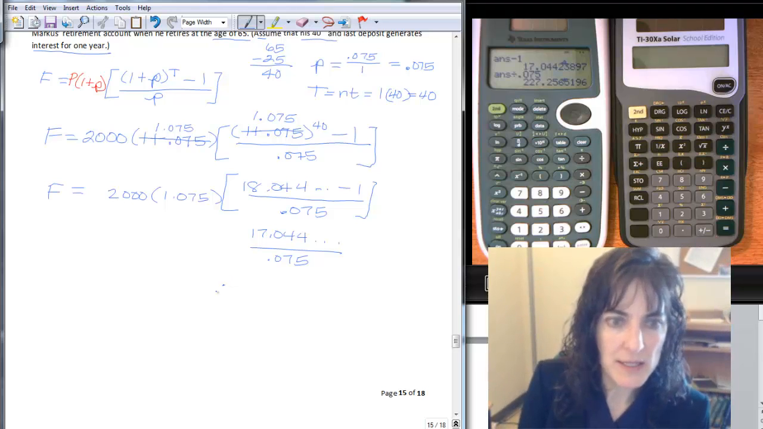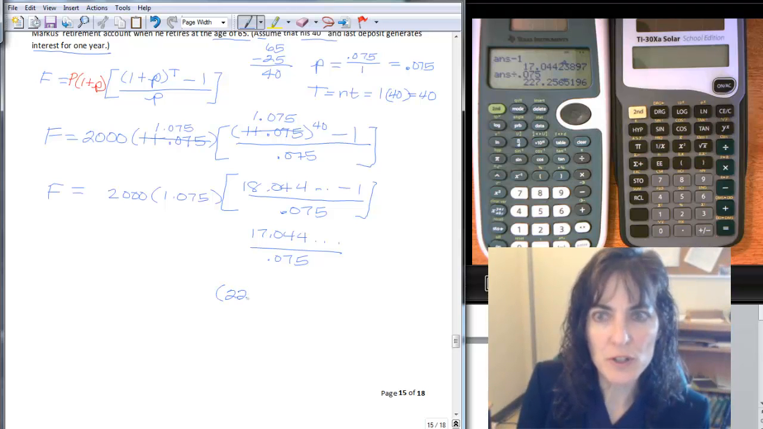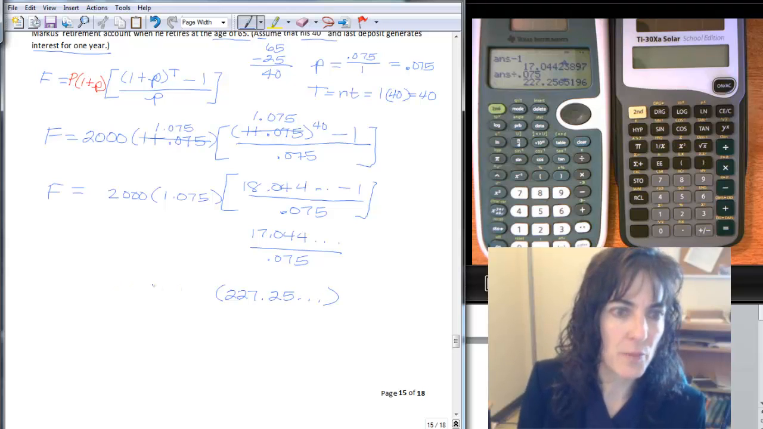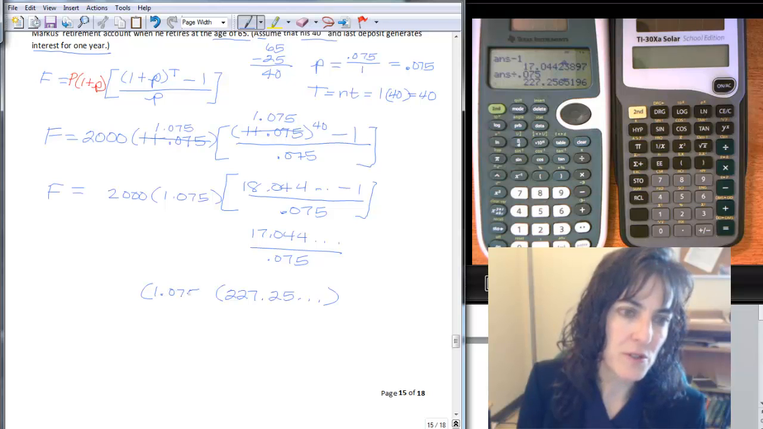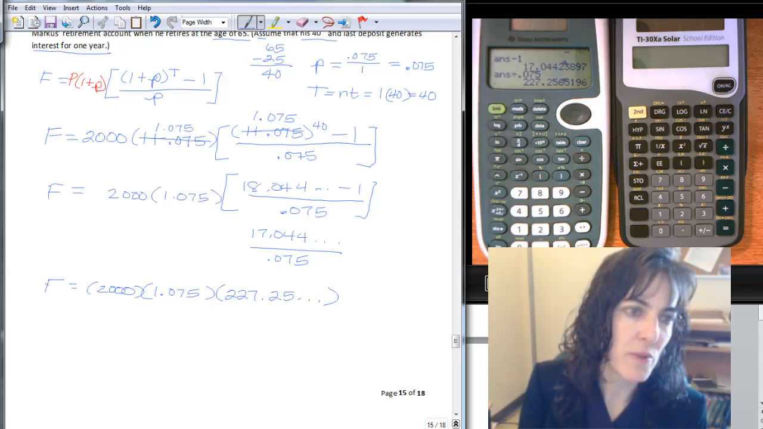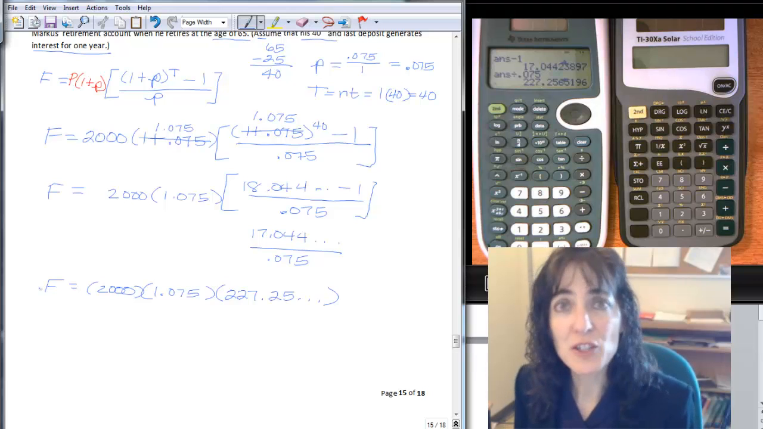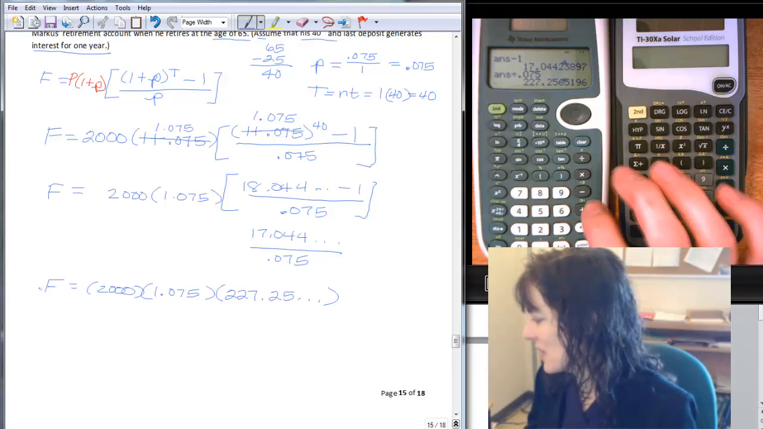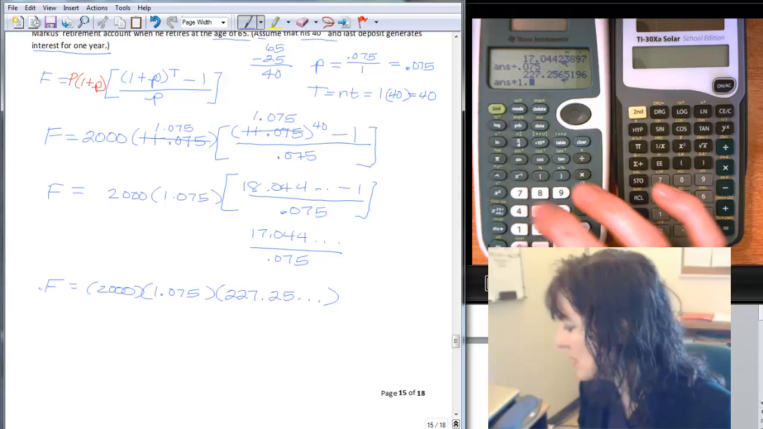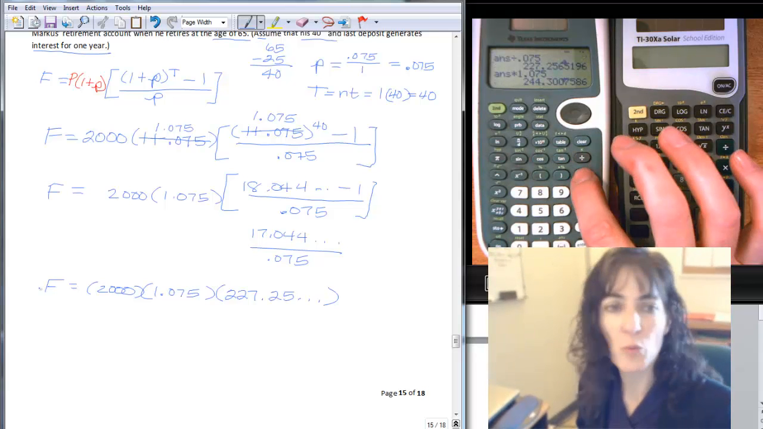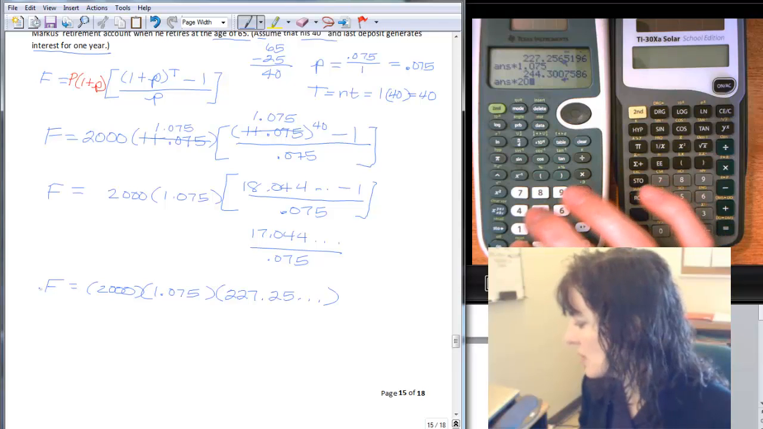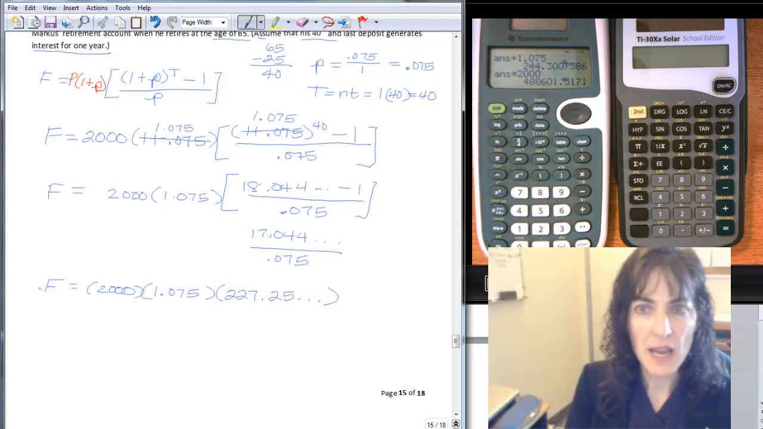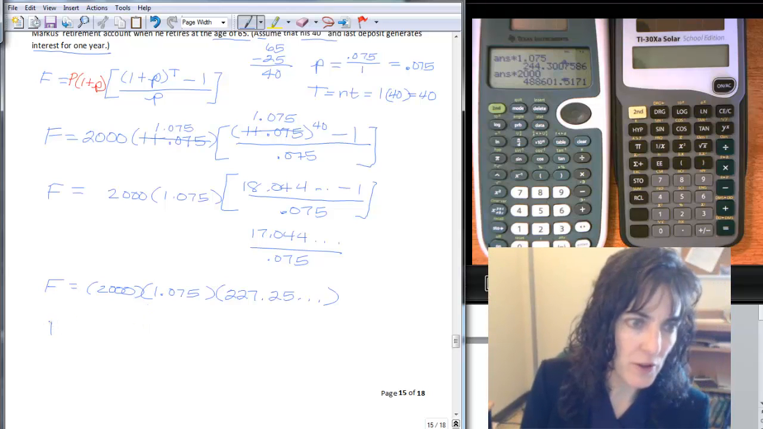And for the big brackets now, I can change them to little parentheses. I have 227.25, and it does go on and on, so I'll put the dot dot dot there. And I still have to multiply by the 1.075 and by that 2000 out front equals my F. So next thing, it's just 3 multiplies. So I have the 227.25 on the calculator, so I'll multiply it by 1.075 equals, and then one more multiply times 2000 equals, and there's my F, my future value.